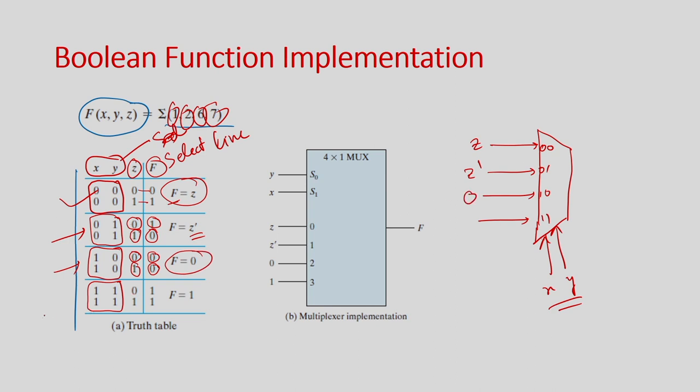Similarly, in the case where xy is 1 1, if z equals 0, output is 1. Z equals 1, output is 1. So it does not depend on z. So the output is 1. So I'll make this connection, and this is my function implementation, right? This is my f. So now this multiplexer will behave exactly the way this function works, okay?